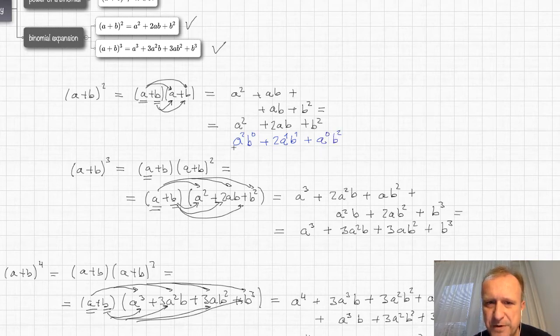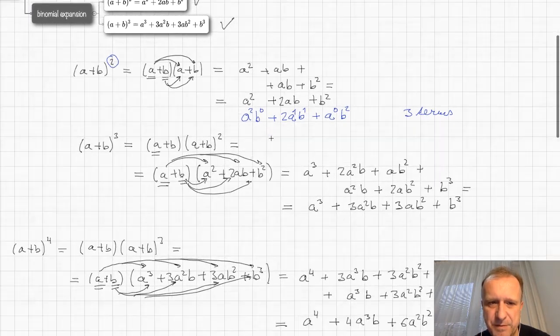So you see, you have three terms. When you have a plus b to the power of 2, you have three terms altogether, and each of those terms contains some power of a multiplied by some power of b. What you can notice is that the powers of a start at 2 and then decrease by 1. So it's a to the power of 2, then a to the power of 1, a to the power of 0. As you can notice also, the powers of b start at 0 and then increase by 1. So b to the power of 0, b to the power of 1, b to the power of 2.